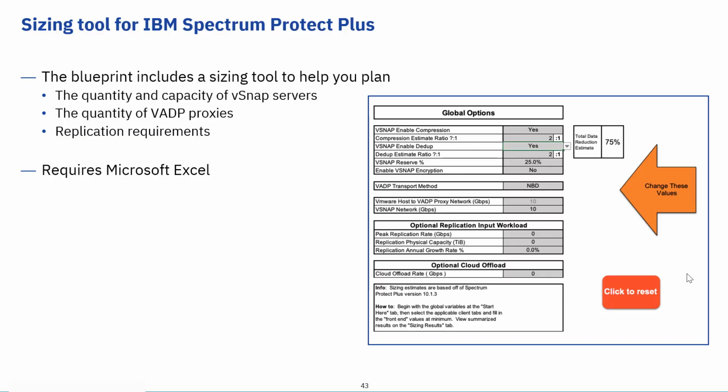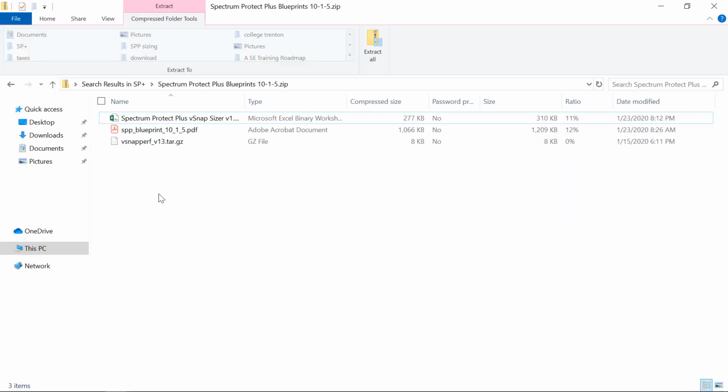In this second video for the IBM Spectrum Protect Plus sizing series, I'm going to walk you through the general layout of the sizing tool. You will have downloaded the sizing tool as part of the blueprints, and after you unzip that file, you'll see the Spectrum Protect Plus vSnap sizer.